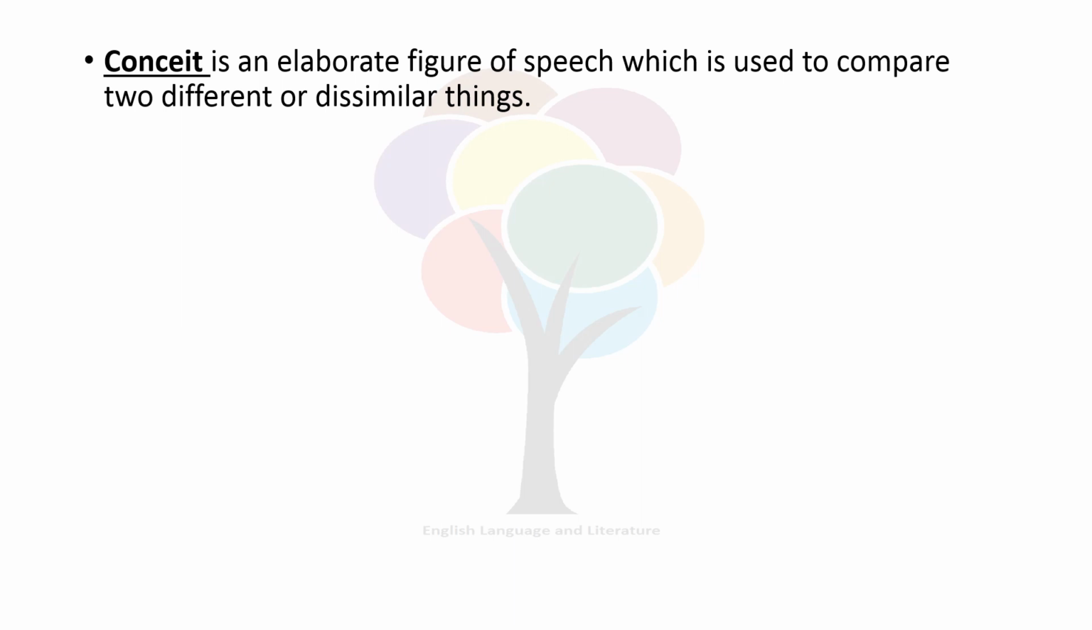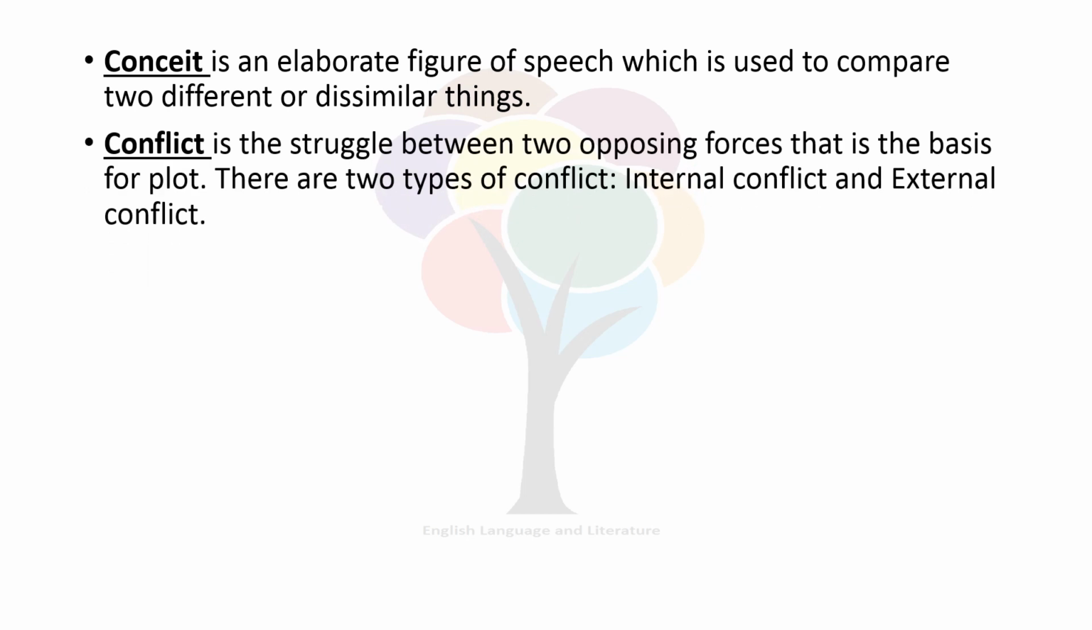John Donne masterfully used conceit in his poetry. For instance, he envisions two entwined lovers as the points of a compass. Conflict. Conflict is the struggle between two opposing forces that is the basis for plot. In literature, conflict is the problem or struggle that the protagonist must face. Often, the conflict is between the protagonist and an antagonist. There are two types of conflicts: internal conflict and external conflict.